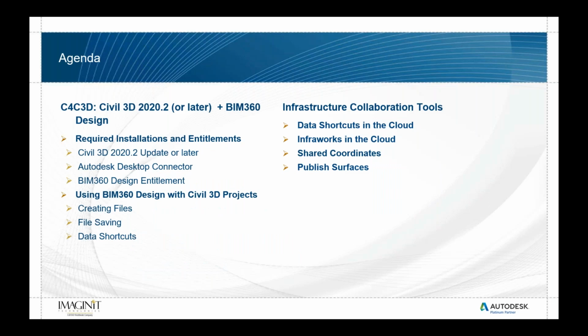Quick overview of what is required in order for you to be able to use and access the features and functions of BIM 360 Design with Civil 3D. And then I wanted to go into some of the workflows that are directly related to Civil 3D projects. I mentioned data shortcuts earlier. You can also create and save files in the cloud using the desktop connector. And we can also set up our folder structures using some of the shortcut features within the data shortcuts workflows.